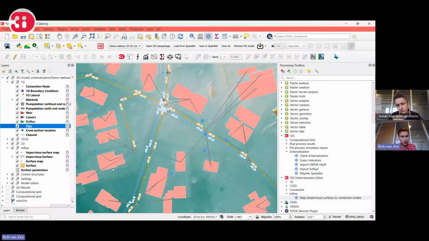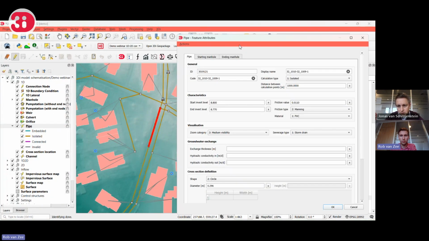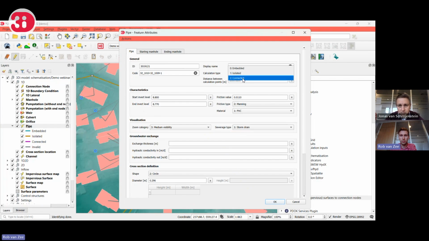And if you change that to a lower number, then most likely you have something like 1,000 in it. Let me see. Oh, on top, yeah, you have distance between calculation points. It's now at 1,000. That means that on this pipe, for every 1,000 meters, an extra calculation point will be added. Well, this pipe is nowhere near 1,000 meters.